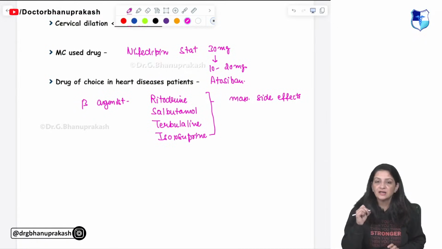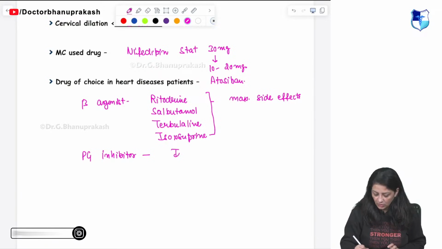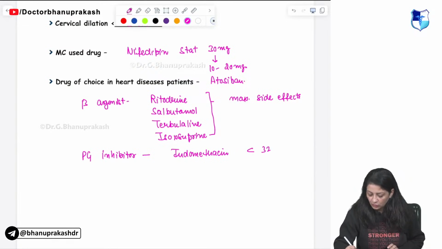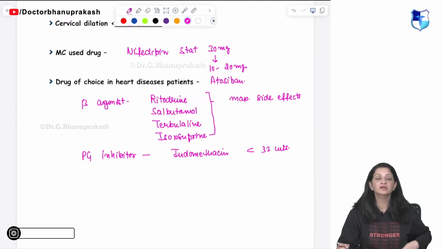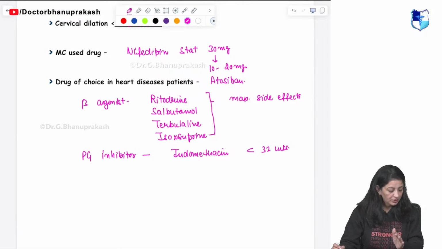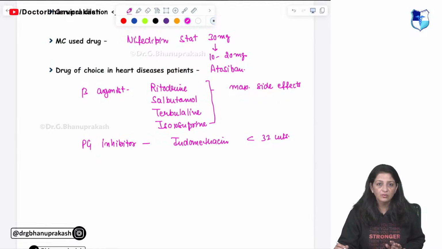We can give a prostaglandin inhibitor. Drug name is indomethacin, but before 32 weeks of gestation only. If we give this drug after 32 weeks of pregnancy, then it can lead to premature closure of ductus arteriosus. So this is indomethacin.